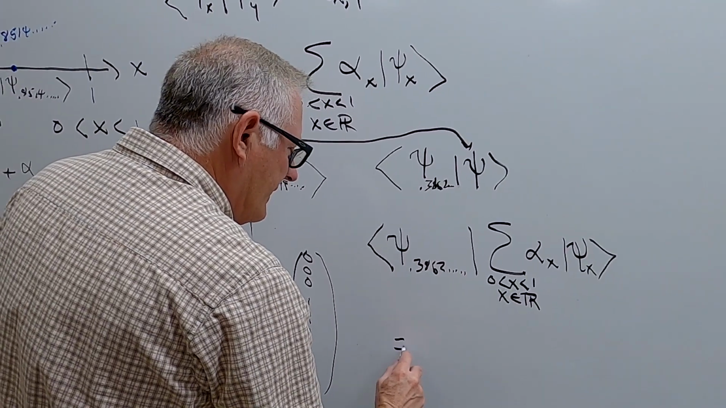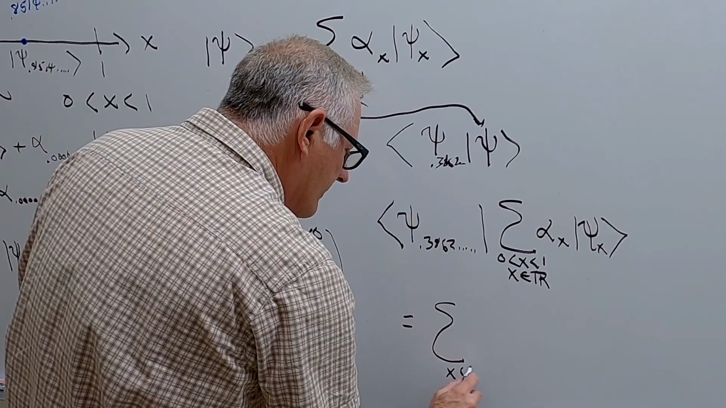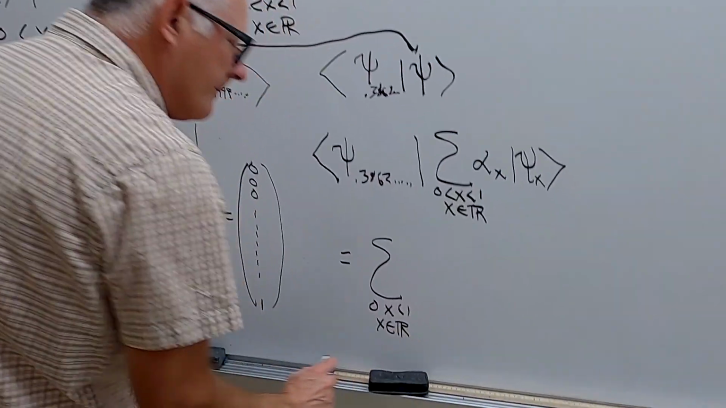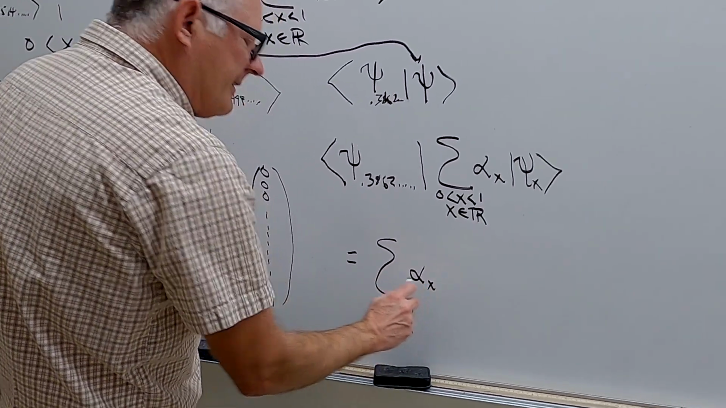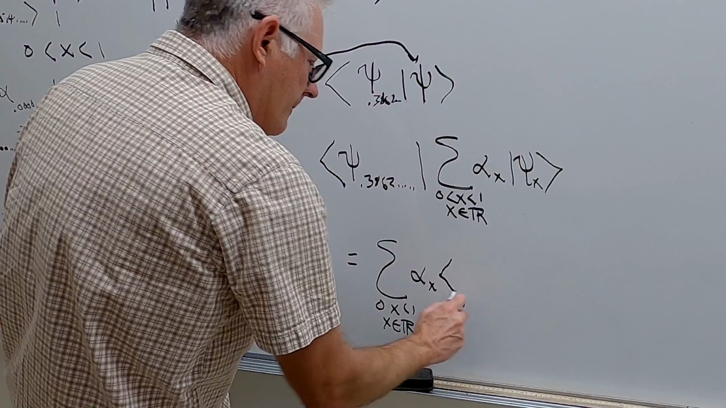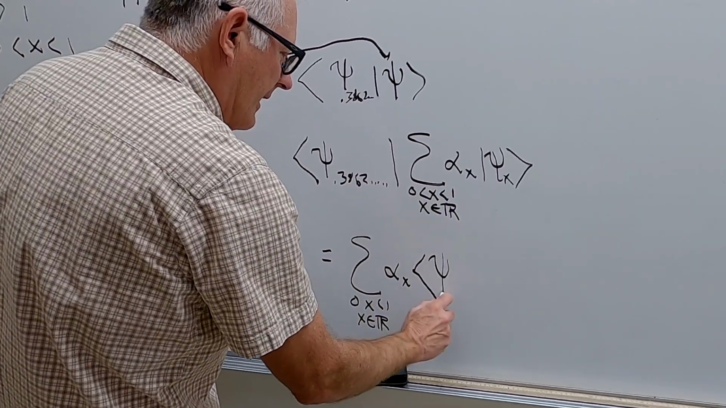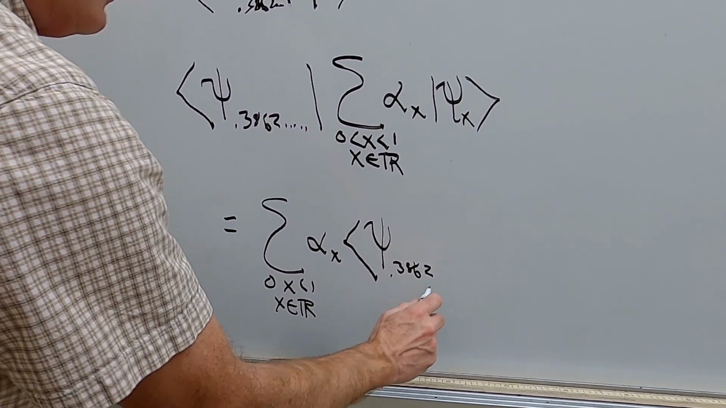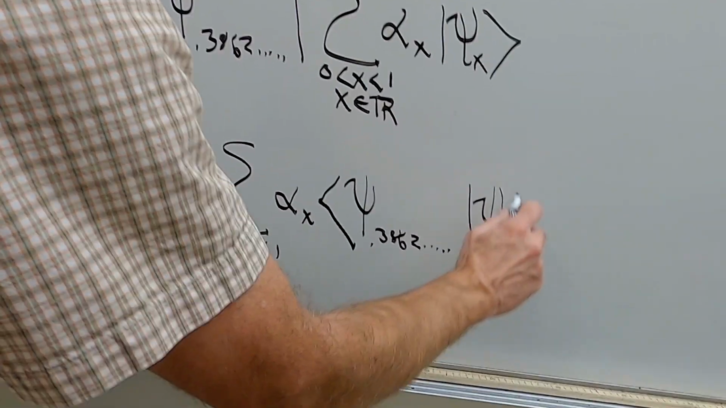So this right here is the sum over x between 0 and 1, x an element of all the reals, and we're going to get alpha sub x. And then we've got this and that dotted together: psi of 0.3862... psi of x.